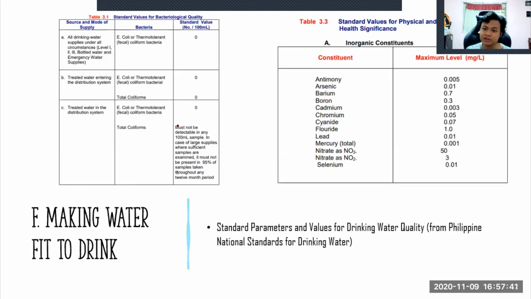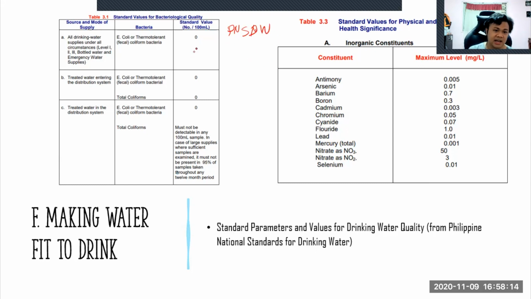So, making water fit to drink. In your book, it only stated the United States standards of drinking water. But here, I am presenting to you the Philippine National Standards for Drinking Water, the PNSDW.